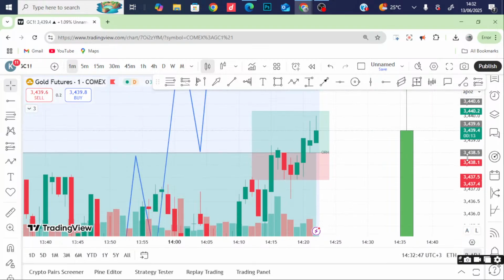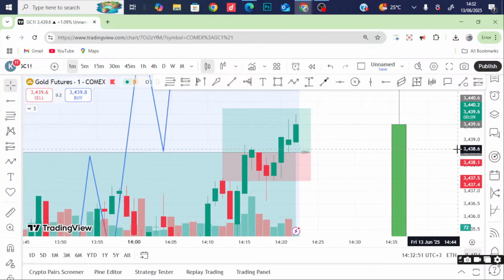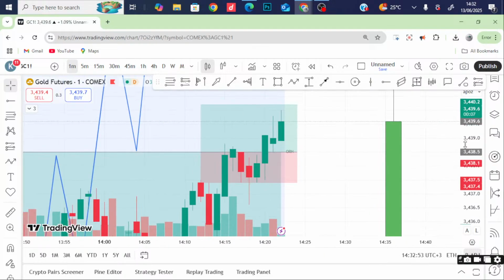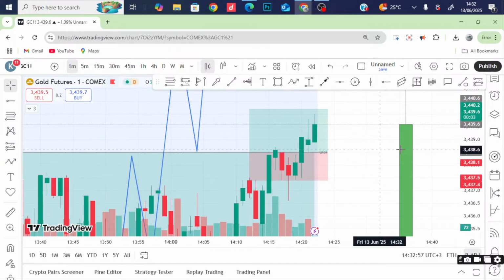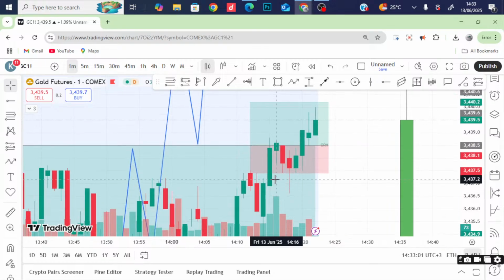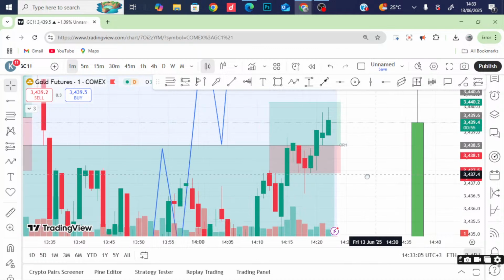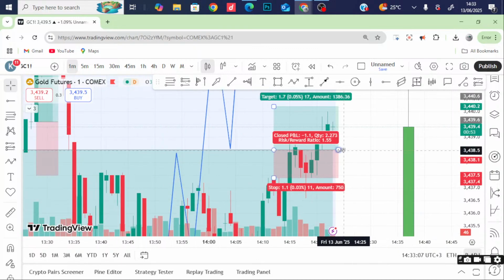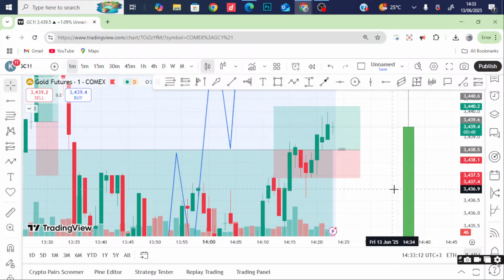Must understand this strategy. I can't even take calls because I have to show you how this strategy works. I have to show you, and I will show you how this strategy works. This is the open range breakout.